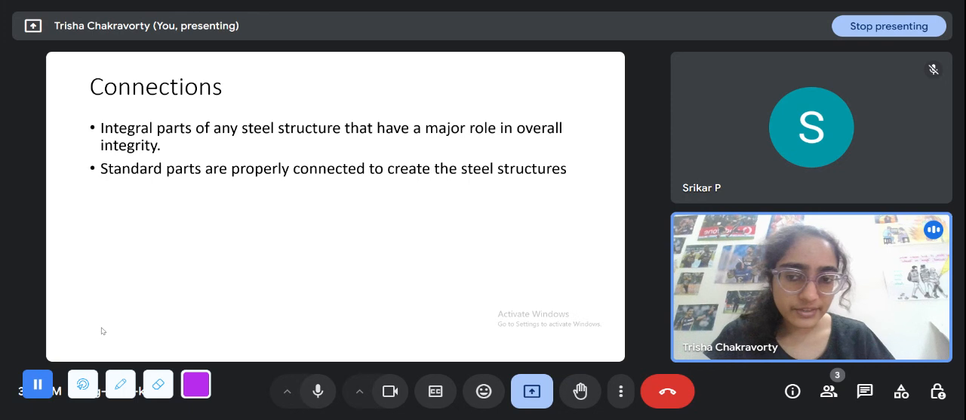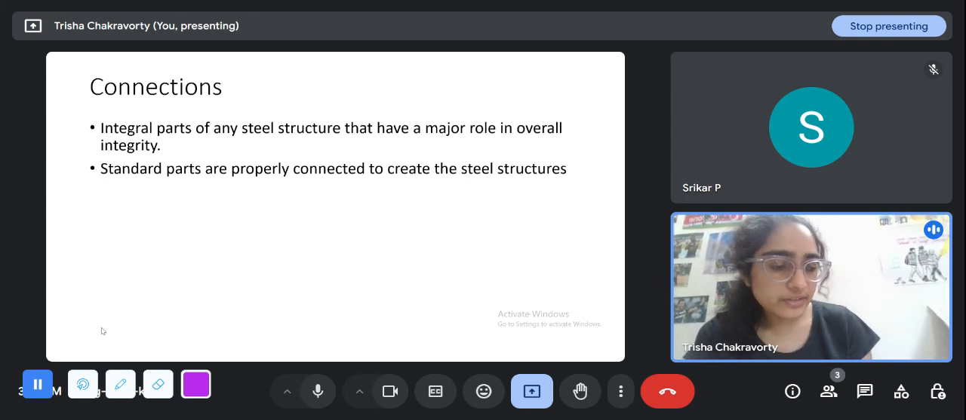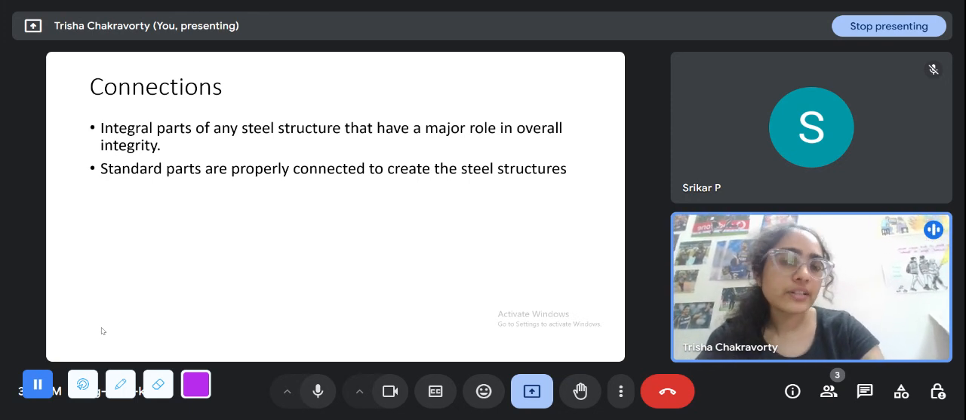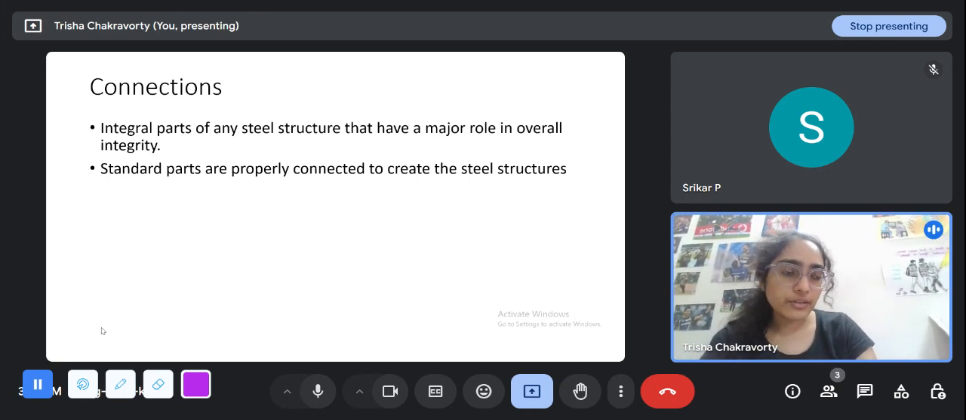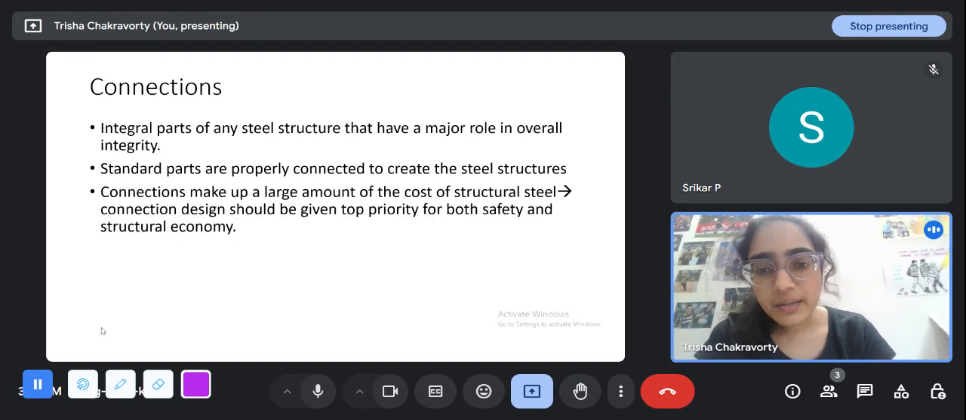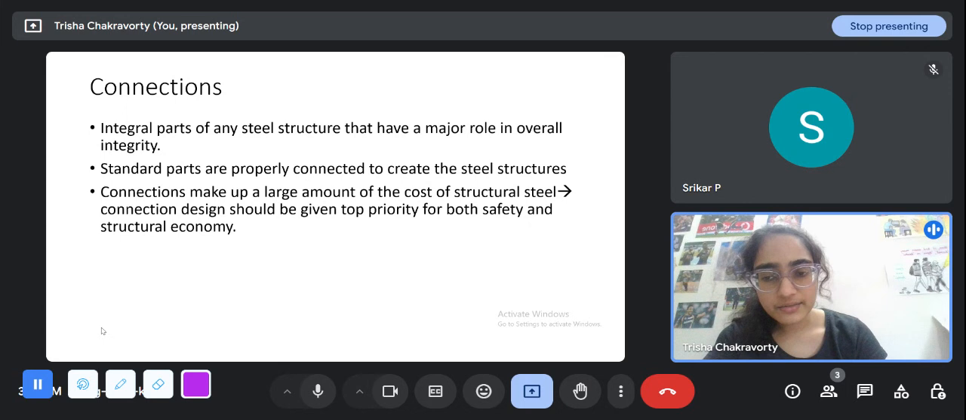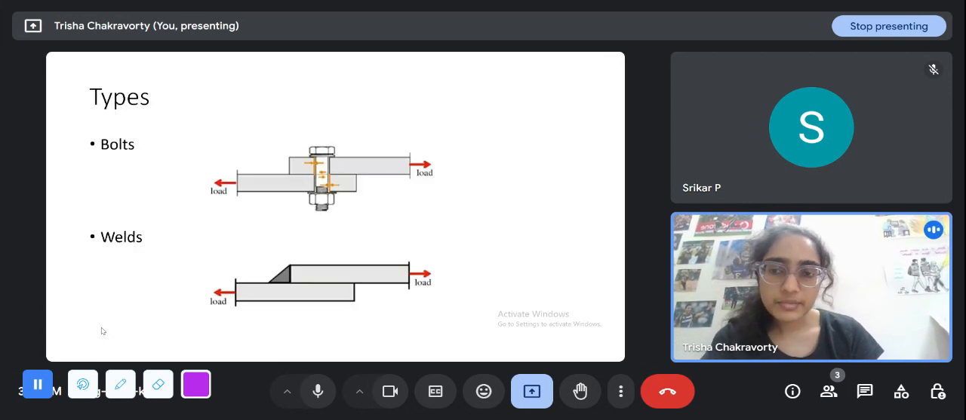So the connection design is very critical, and it is even more critical because it has been seen that collapse or failure of steel structures often occurs due to the failure of a particular connection. So connections are sometimes the weakest link of a structure, and they have to be designed very carefully. Connections make up a large amount of the cost of structural steel as well. So connection design should be given top priority for both safety and structural economy. There are majorly two types of connections: bolts and welds.